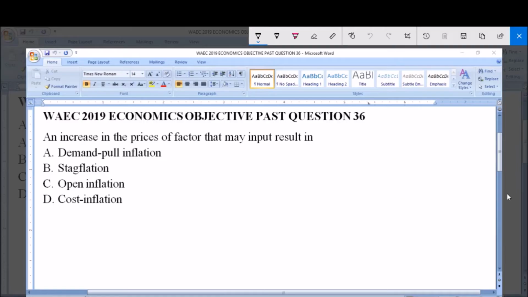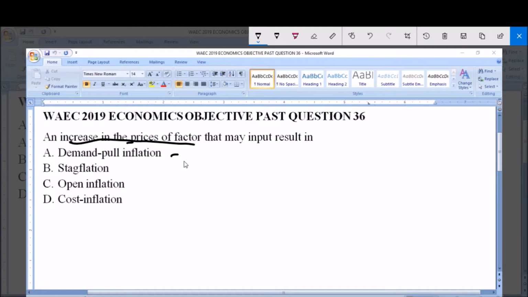I'm going to be answering WAEC 2019 Economics Objective Past Question 36. An increase in prices of factors of input may result in A. Demand pull inflation, B. Stagflation, C. Open inflation, D. Cost inflation. So we'll look at the definition of each of these terms and then see which of them has to do with increase in prices of factors.